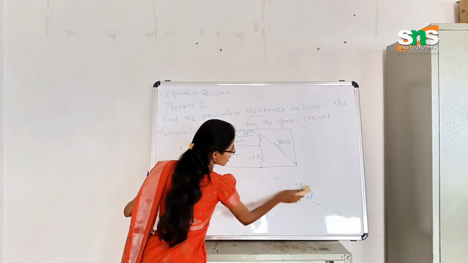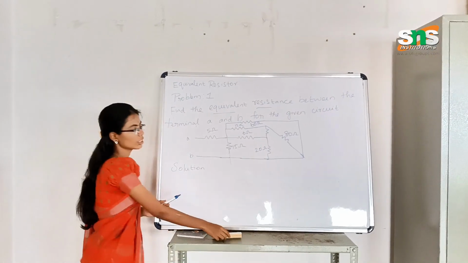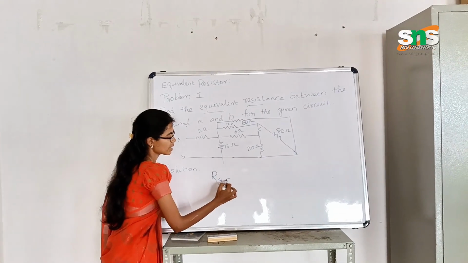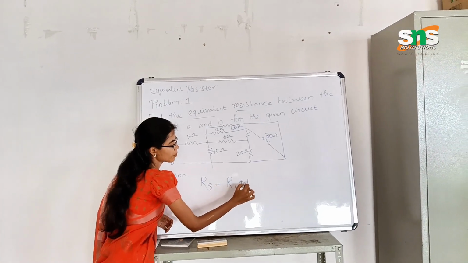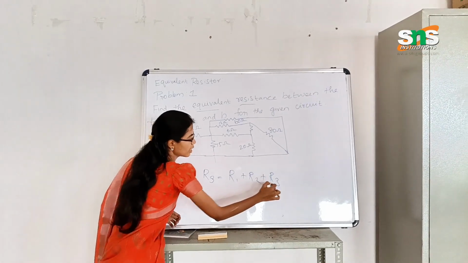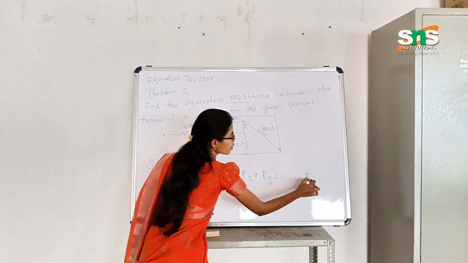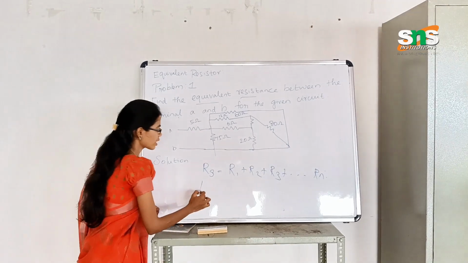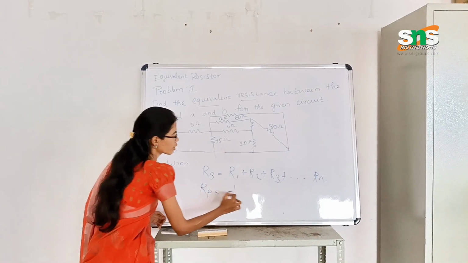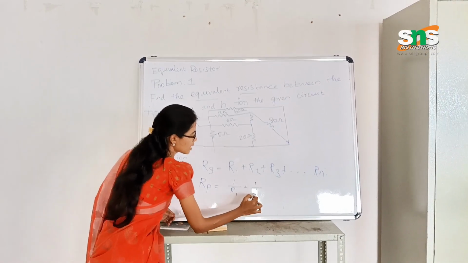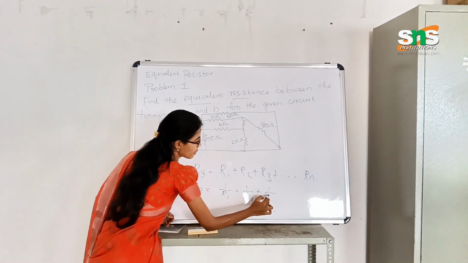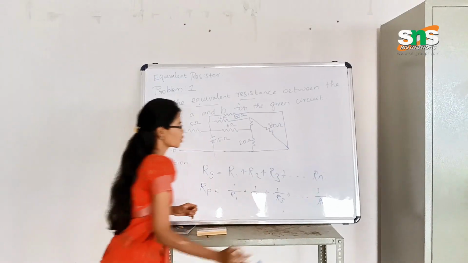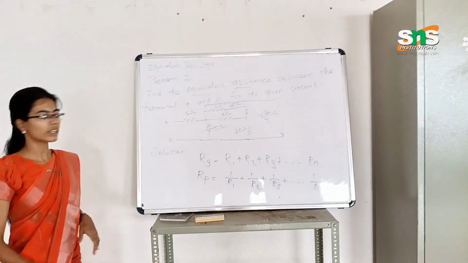The basic formula for resistors in series is: resistance in series is denoted as R1 plus R2 plus R3 plus, however many resistors are connected in the circuit, up to Rn. For resistors in parallel, we know that 1 by R equals 1 by R1 plus 1 by R2 plus 1 by R3 plus 1 by Rn.